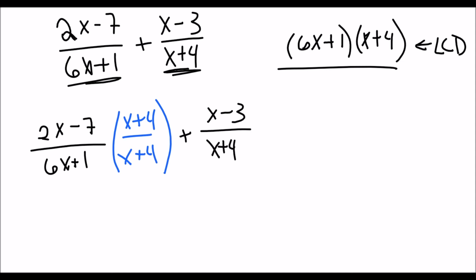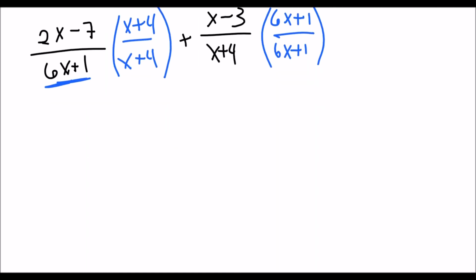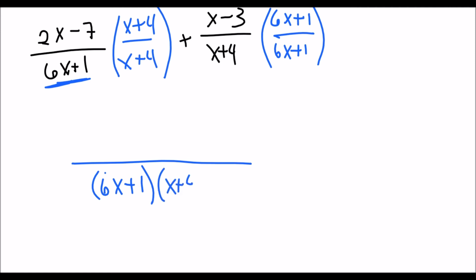And what is missing in our denominator in this fraction? Well, in this fraction, we're missing the 6x plus 1. And so we're just going to multiply by 6x plus 1 over 6x plus 1, which you can then see again is 1 over 1. So, further simplifying this, we now know that our bottom of our fraction has the same denominator. So we can just write that out. So we have 6x plus 1, and we have x plus 4 multiplying each other. That is our LCD, or our denominator.